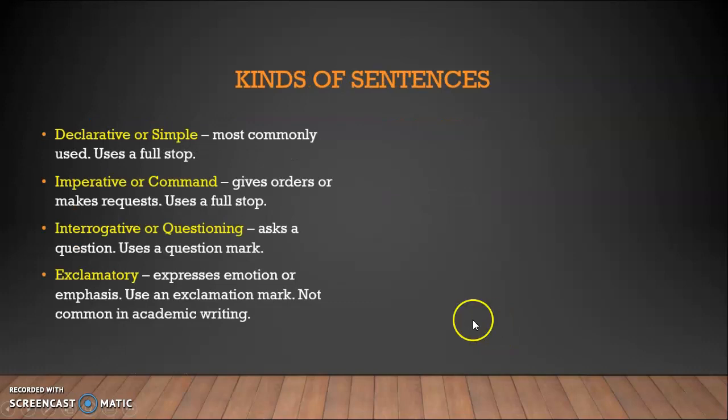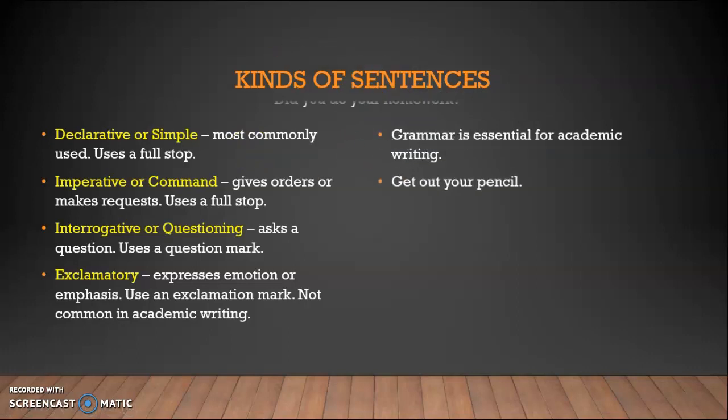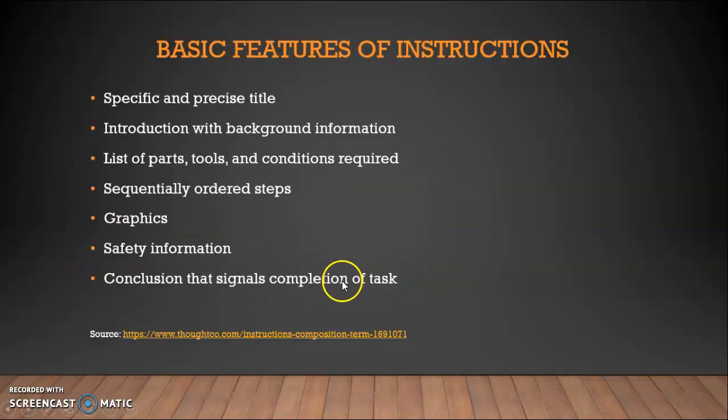So just touching on kinds of sentences, I'm talking about sentence structure. We're looking at this imperative or command that gives orders, right? So the declarative is something like, grammar is essential for academic writing. Imperative, get out your pencil. Interrogative, did you do your homework? Exclamatory, watch out! So this is what I'm talking about here. That's an exclamatory sentence, right? So it's different when we're talking about sentence structure than when we're talking about mood.